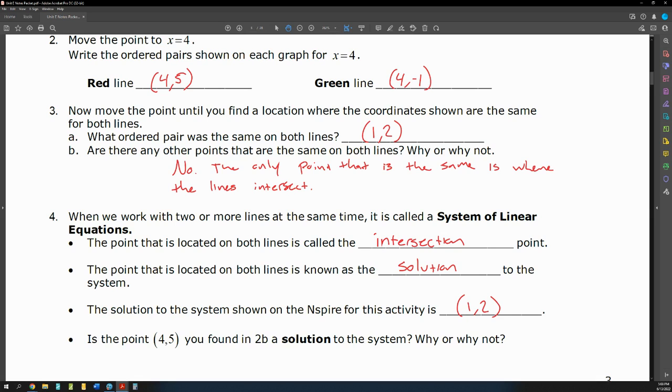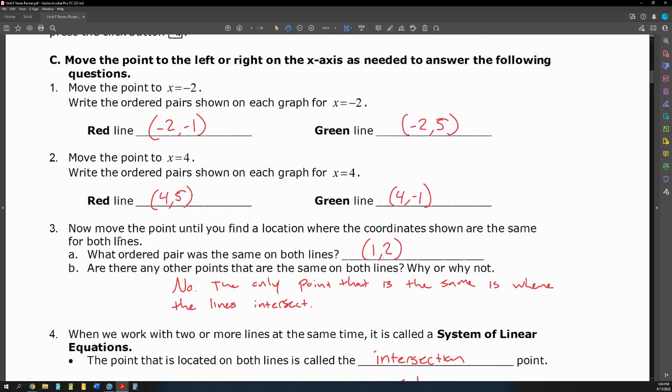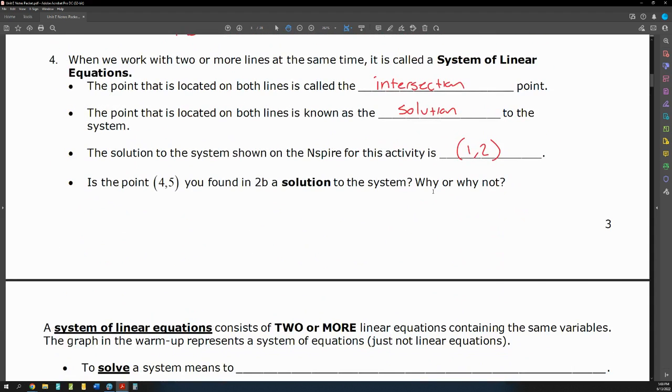And the last question, is the point 4, 5 that we found in 2b a solution? Why or why not? So back to 2b, 4, 5 was on the red line. But on the green line, it was 4, -1. So no, this is not a solution because it's not on both lines. So no, it is not a solution because this point is only located on the red line and not the green line.